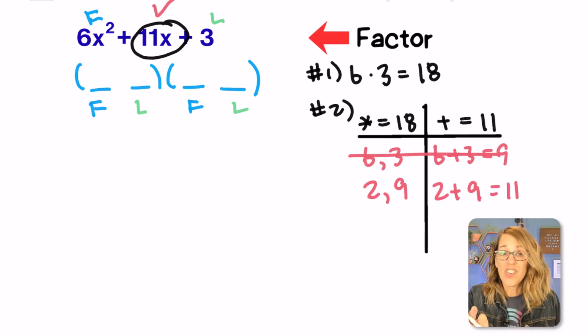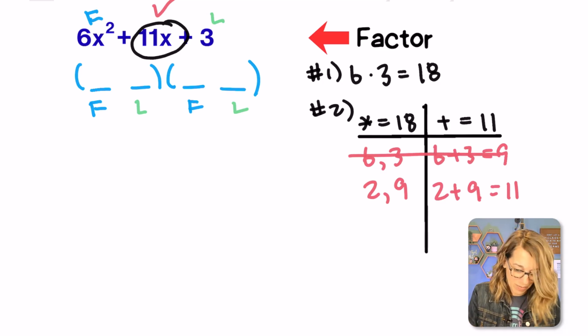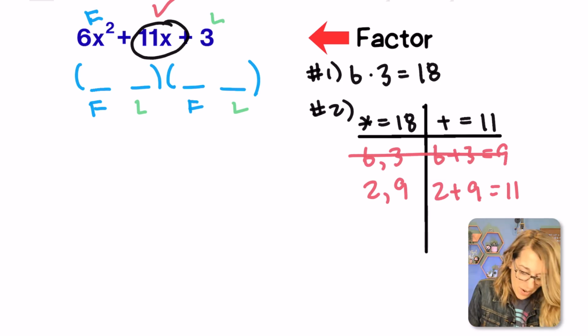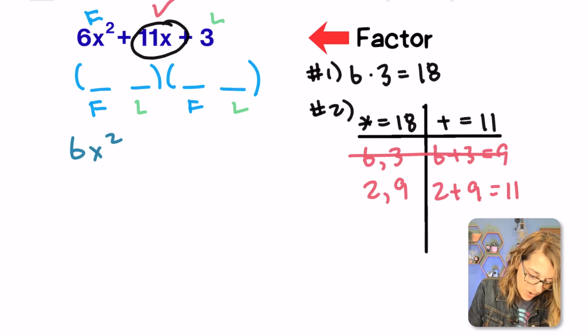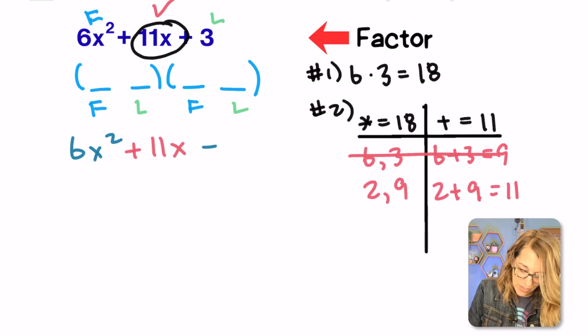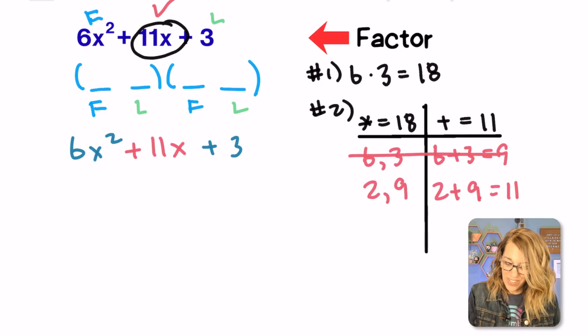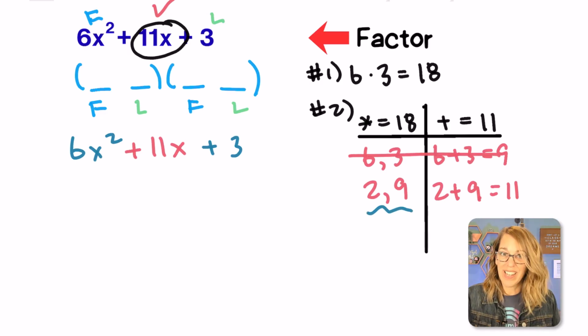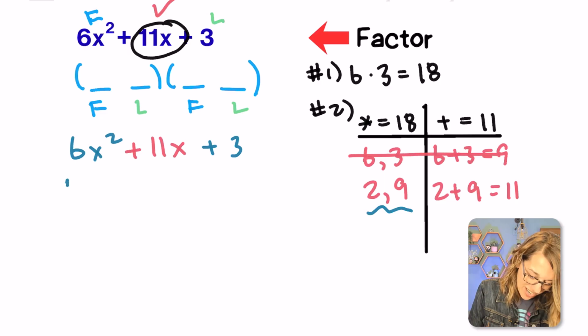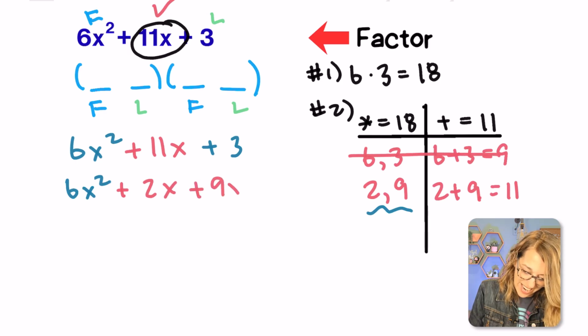But here's where things change from the factorizations that we've done before. I'm going to rewrite my original trinomial, so 6x squared, but I'm going to write that middle term in red, plus 11x and then plus a 3. What I'm really doing is I'm splitting that middle term into a 2x plus a 9x. Okay, so here's what it looks like. I've got those 6x squared, and I'm splitting that plus 2x plus 9x. See how that still adds up to 11. And then I've got my plus 3 on the end.